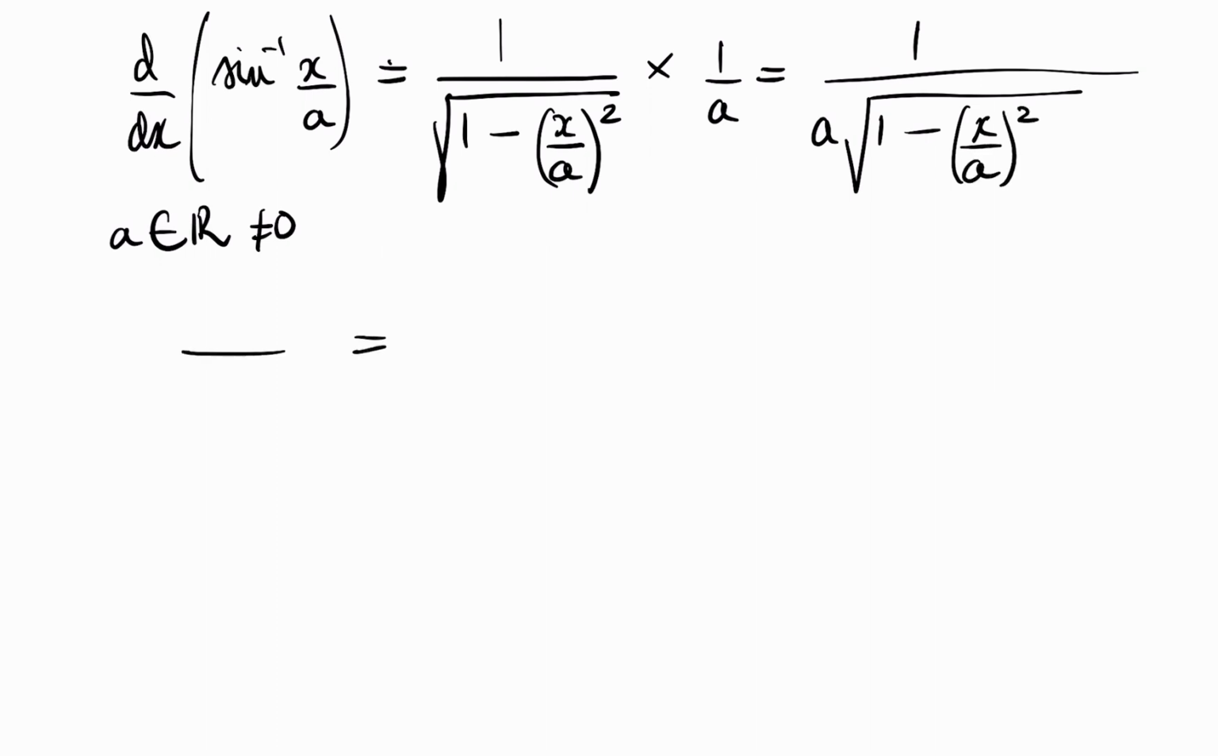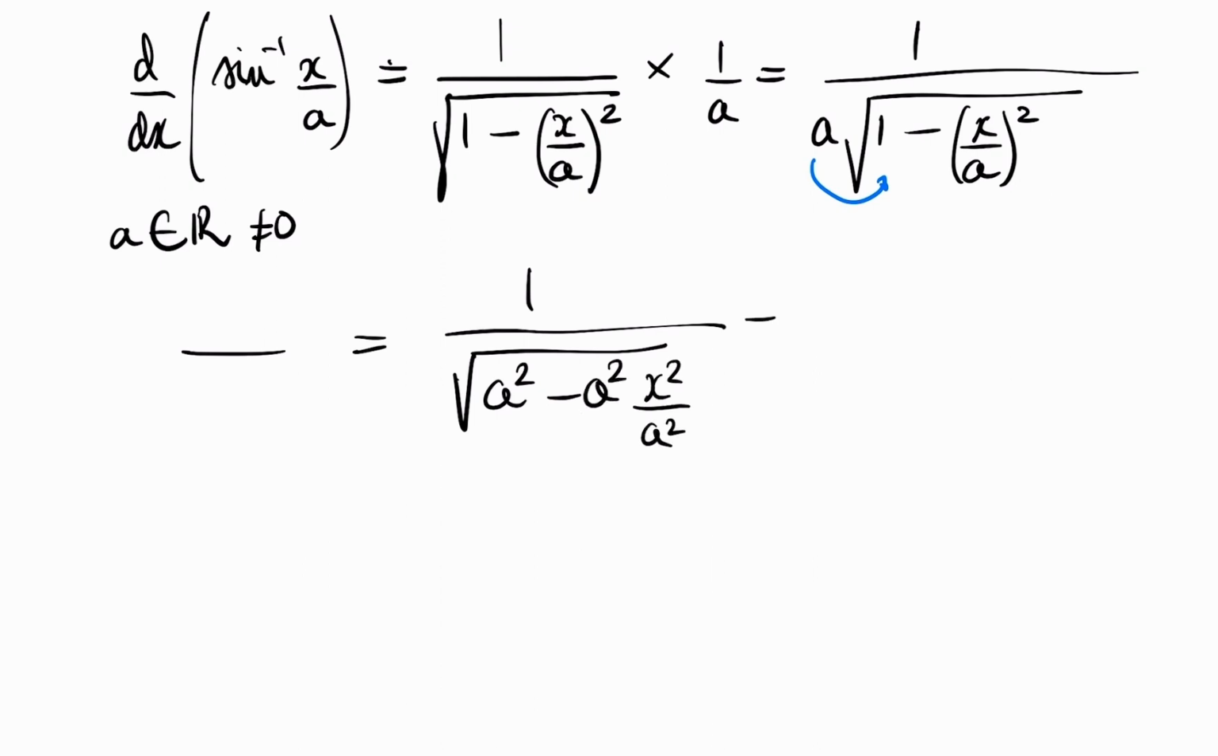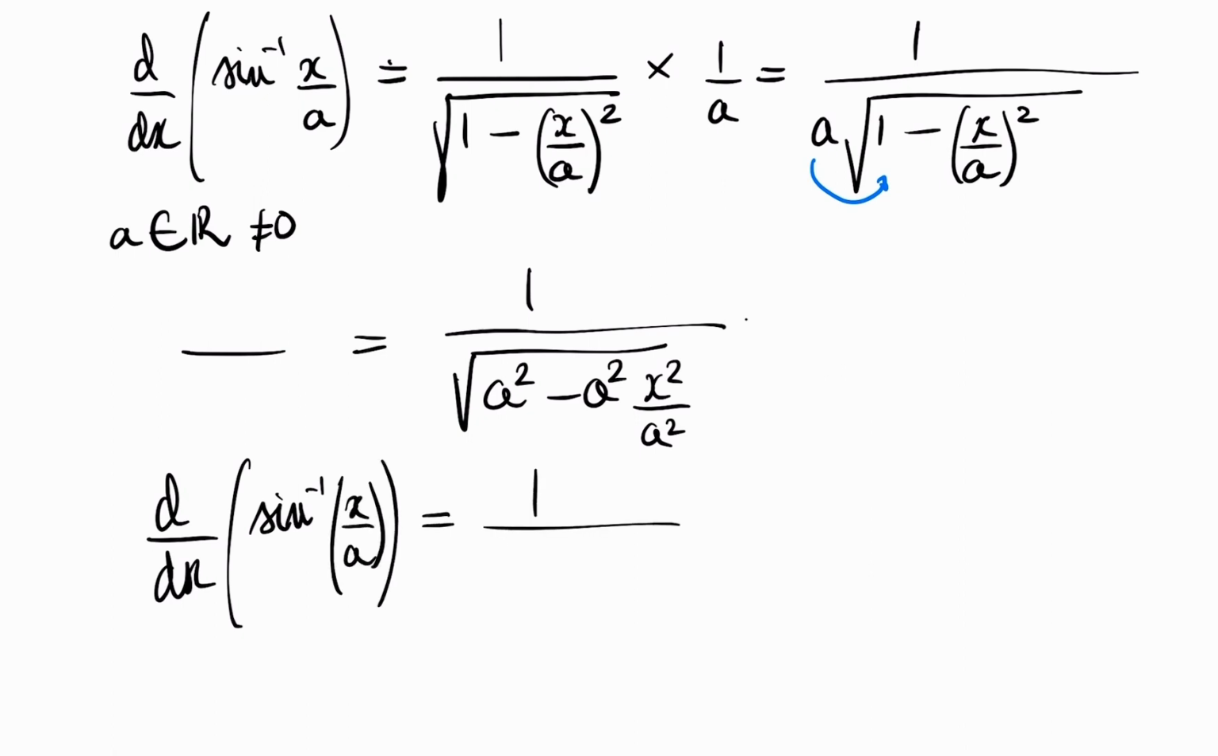So we can bring the a inside. So that becomes 1 over root of a squared minus a squared times x squared over a squared, which therefore, let's rewrite it. d over dx of sine minus 1 of x on a is equal to, simplified, 1 over root of a squared minus x squared.